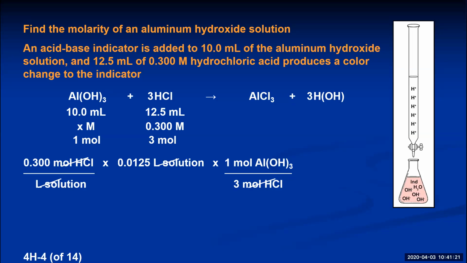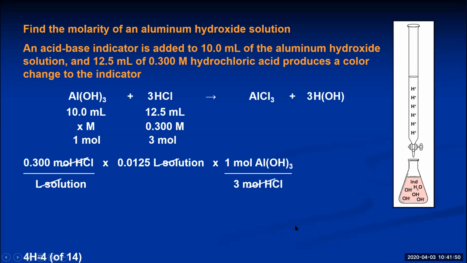If I want to calculate the molarity of the aluminum hydroxide, now I think about the definition of molarity. It's moles per liter of solution. I have moles of aluminum hydroxide, so all I need to do now is divide by the volume of the aluminum hydroxide solution you originally had, which was the 10 milliliters. So you can multiply this out, get an answer right now, and then divide by 0.0100 liters, or you can do it all in one step.